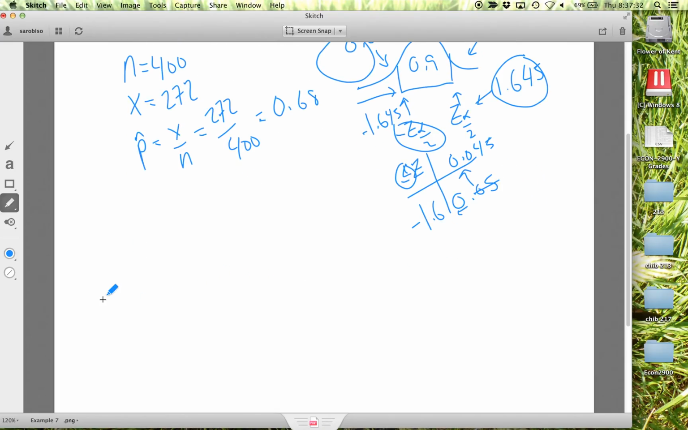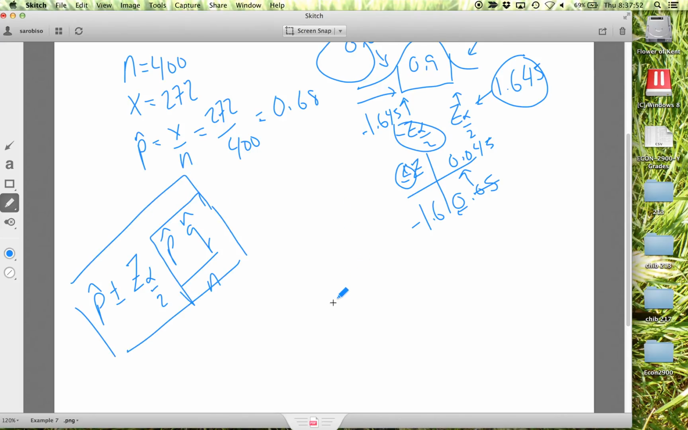Okay, from here we can just go and use our formula of how to find a confidence interval. This is p hat plus or minus z alpha over 2 times the square root of p hat times q hat, which is 1 minus p hat, divided by n. Okay, here's the formula that we need to use.